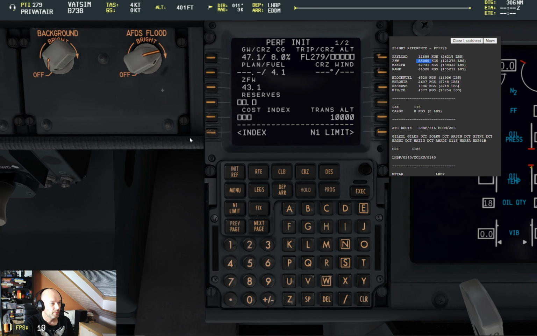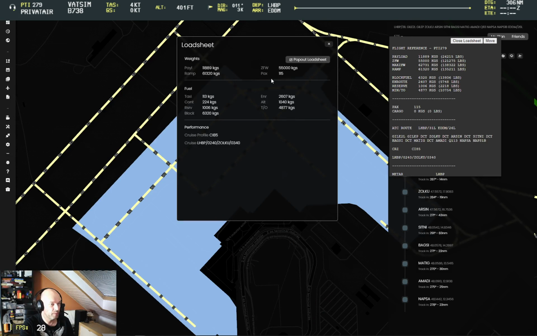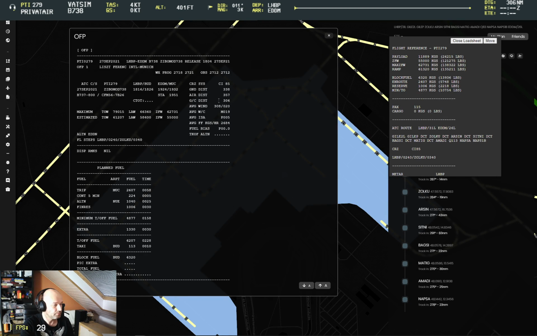So we said planned fuel 6.3 tons, zero fuel 55 is correct. Reserve fuel. Now reserve fuel, I only see this one here. I only need the final reserve fuel, but as well I need the alternate fuel. So for this I have to quickly go back to our OFP, which is as well available here in Sim Toolkit Pro, and there we saw, here's our fuel sheet, and there you go.